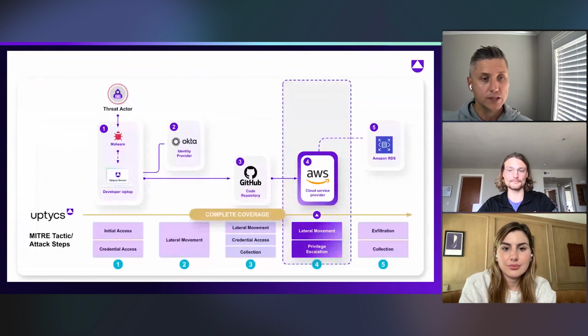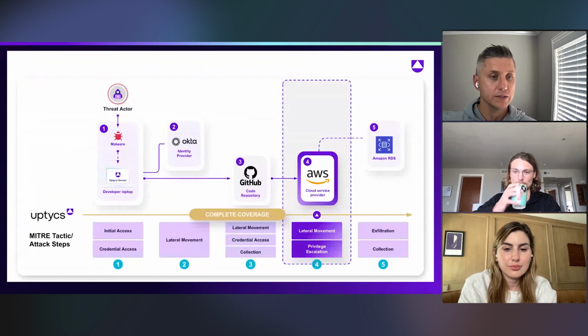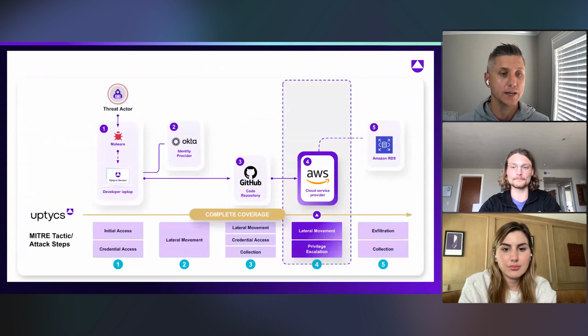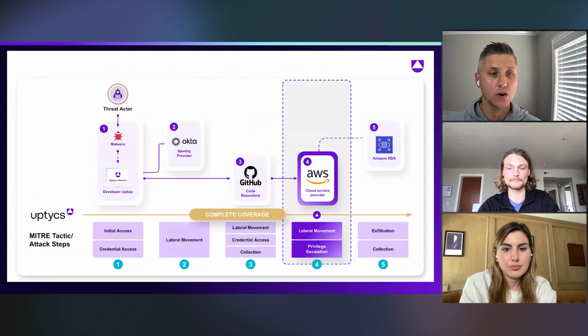Okay, so at this point, the threat actor has found the access key and secret access key for a particular user. What they are now doing is attempting to identify who the access key belongs to, which IAM user, and then they'll determine what permissions they have and how to escalate their privileges. So if we go to the next slide.